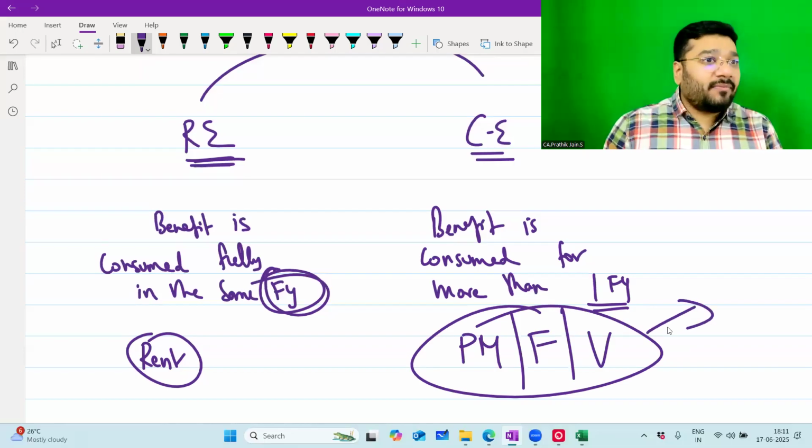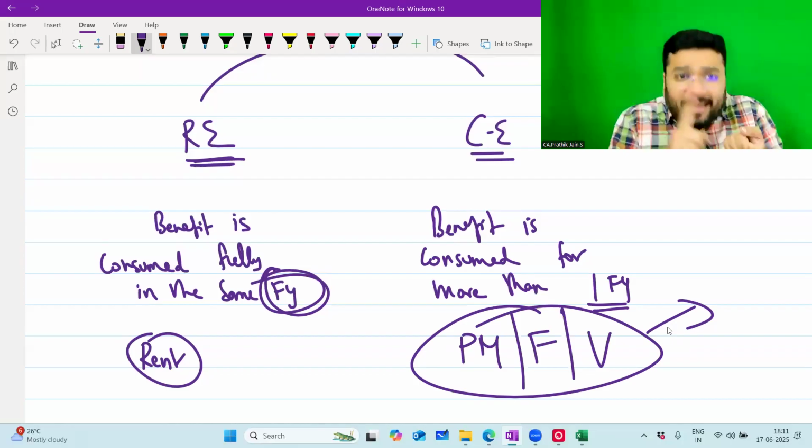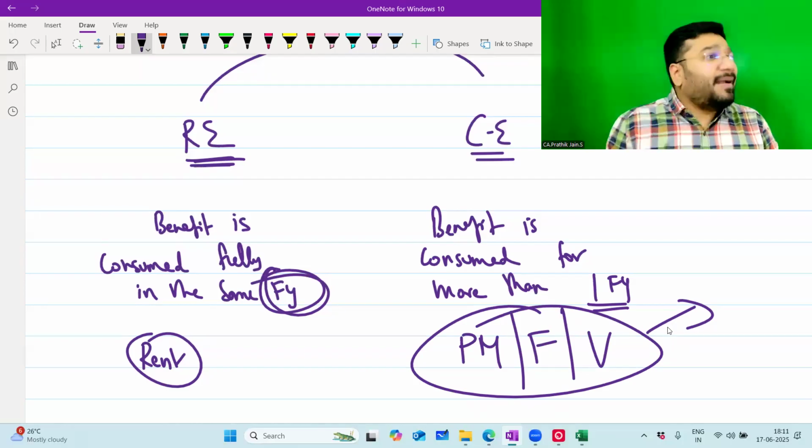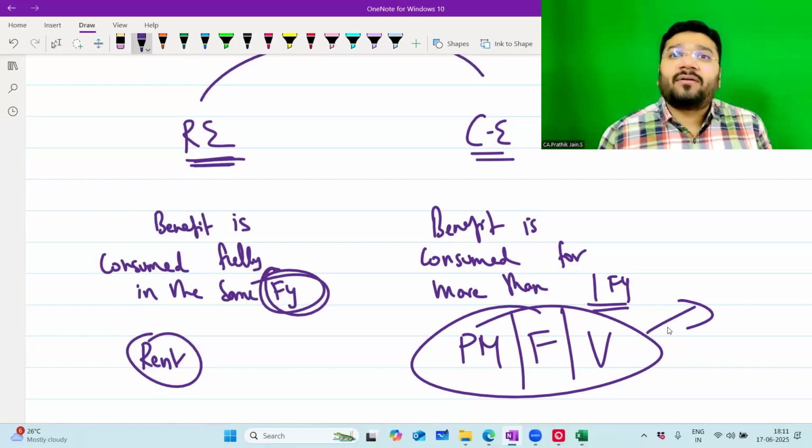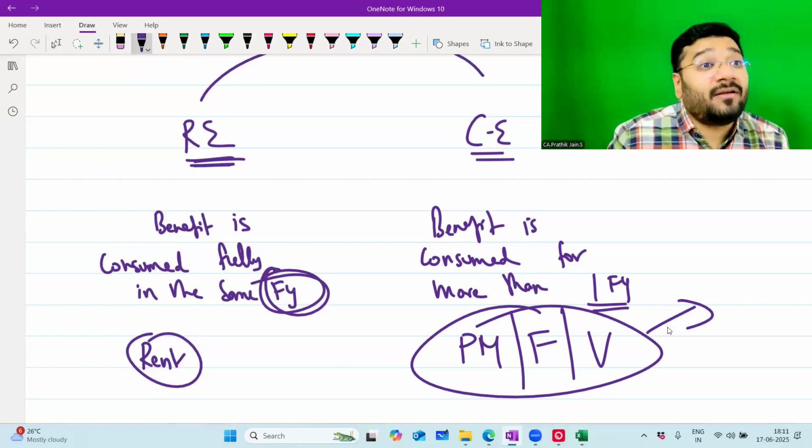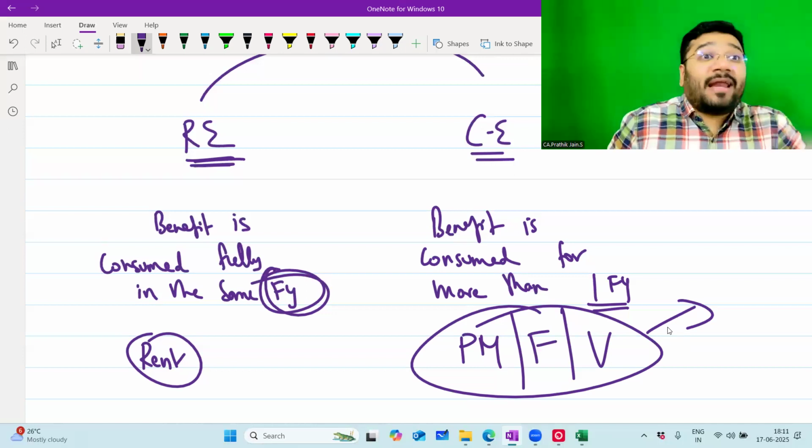25 lakh machinery I'm buying. You are saying that I'll use it for 10 years. Then record that over 10 years now, boss. Divide by 10 and record every year 2.5, 2.5, 2.5. Why are you recording the entire expense in 1 year? That is not allowed. That is how we try to convince business people.